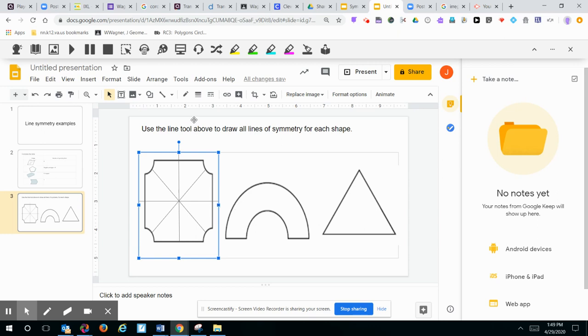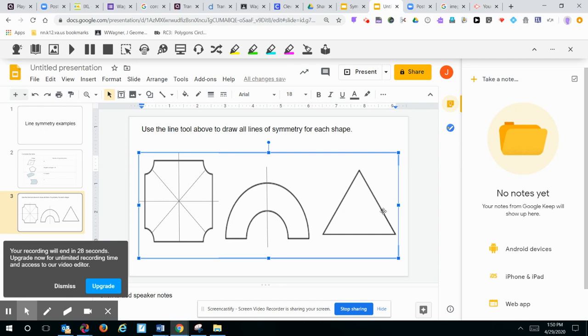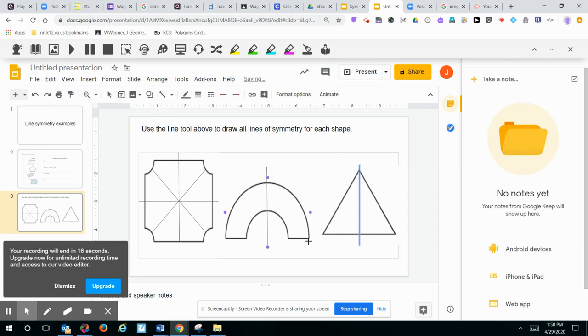Now this rainbow looks like it only has 1, straight up and down, right through the middle. This looks like an equilateral triangle. Equilateral means I need to draw 3 lines in. So 1, 2, and 3.